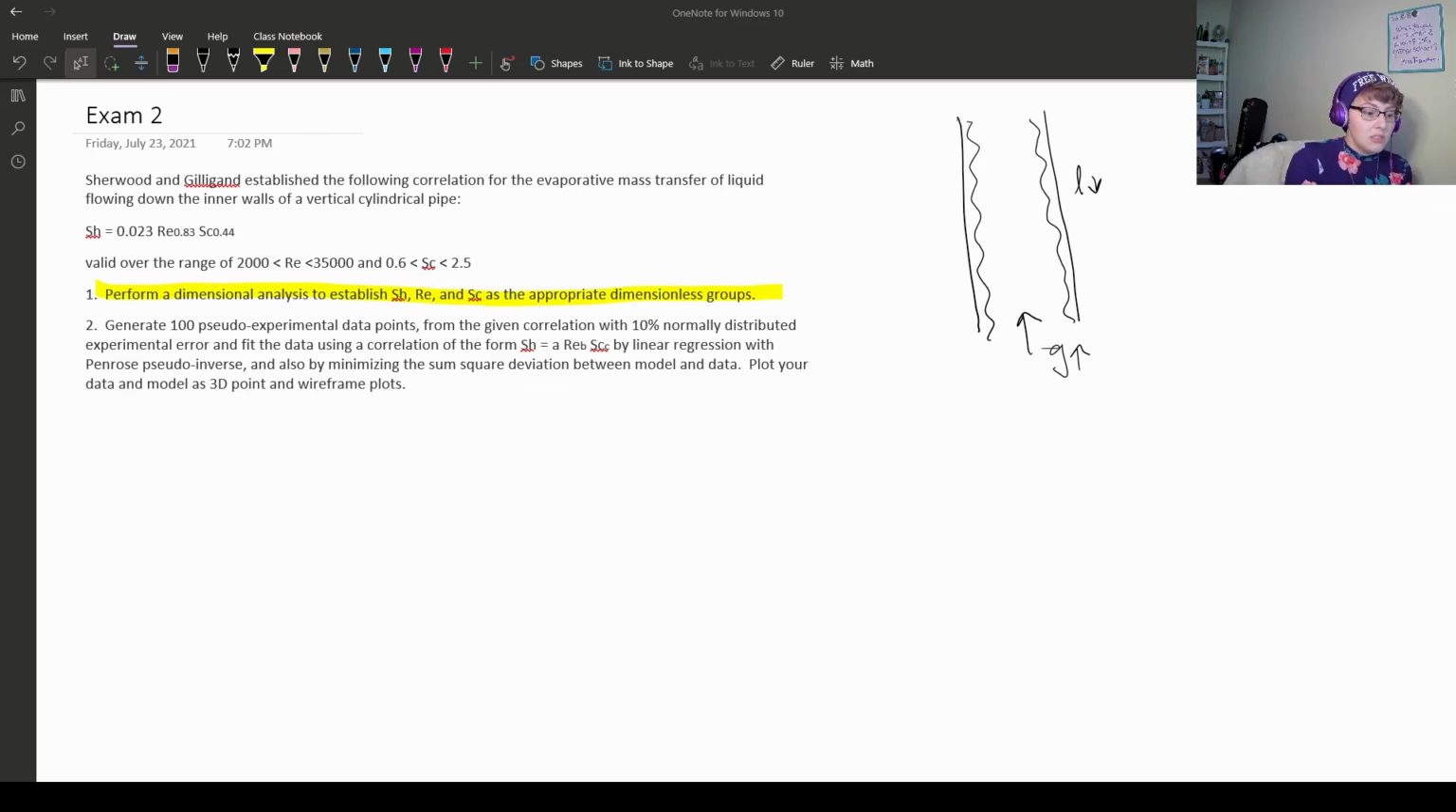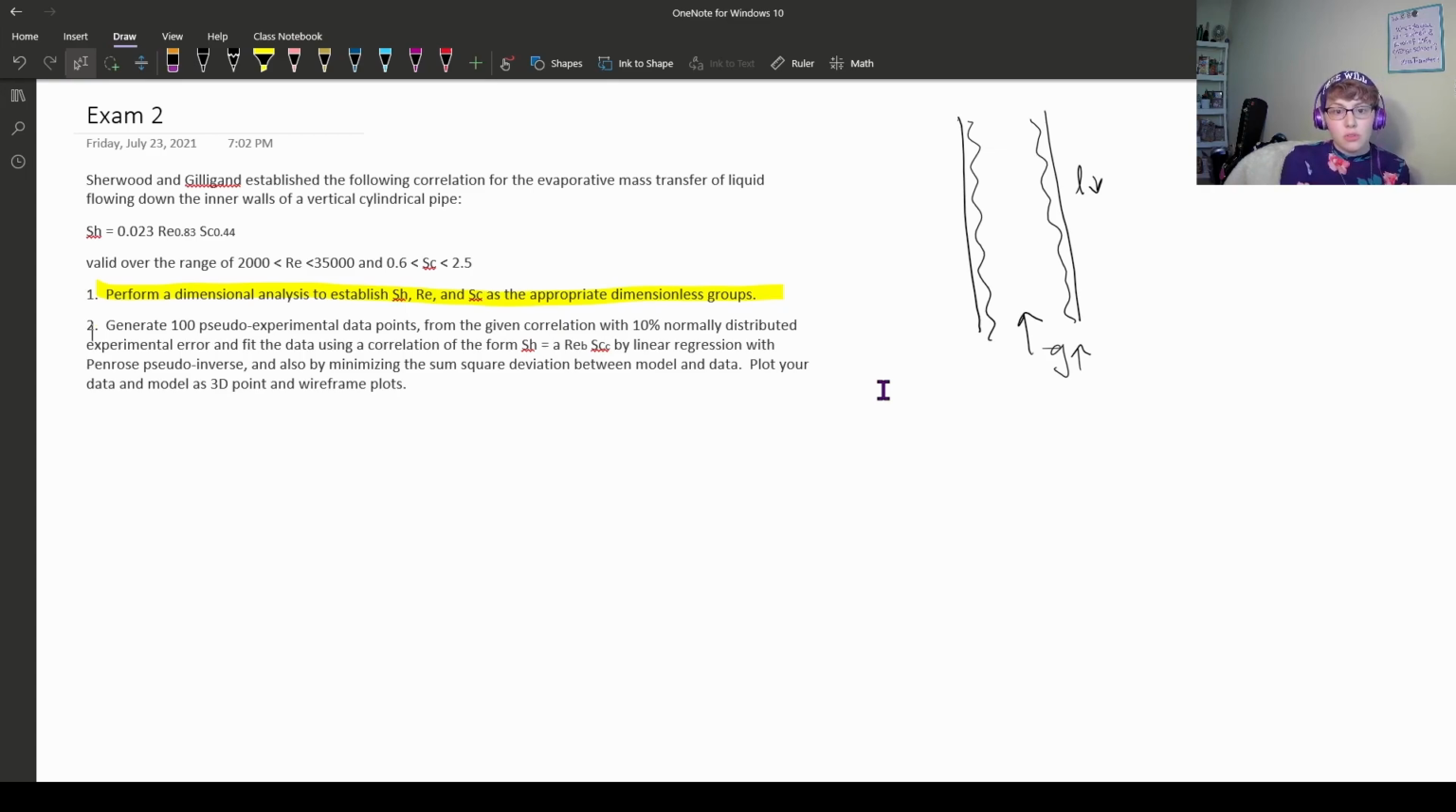So the situation we have here is based off of the experiment conducted by Sherwood and Gilliland, as you can read on the screen, that established the correlation for evaporative mass transfer of a liquid flowing down the inner walls of a vertical cylindrical pipe. In this experiment, they determined three dimensionless groups and the relationship between them. So we are going to basically do the same thing and show that it can be done.